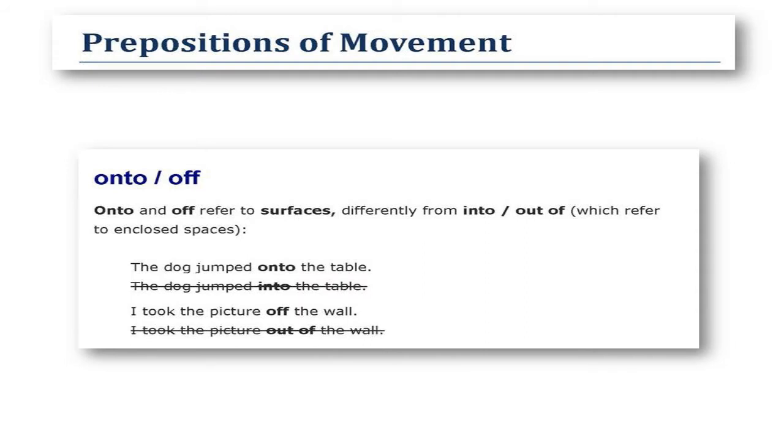Onto and off. Onto and off refer to surfaces, differently from into and out of, which refer to enclosed spaces. The dog jumped onto the table. I took the picture off the wall.